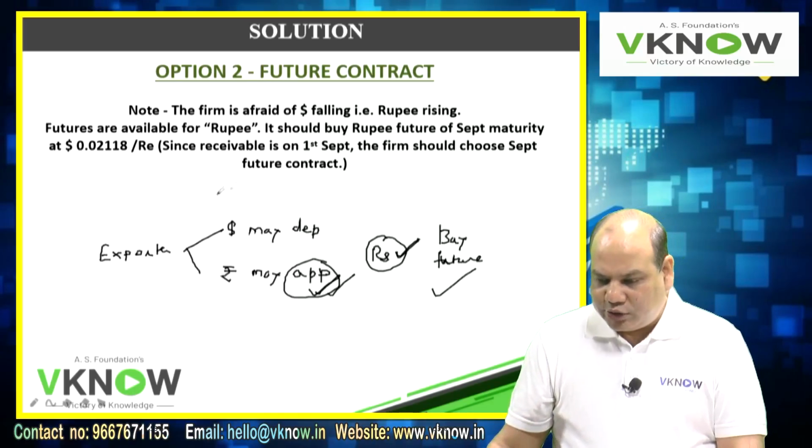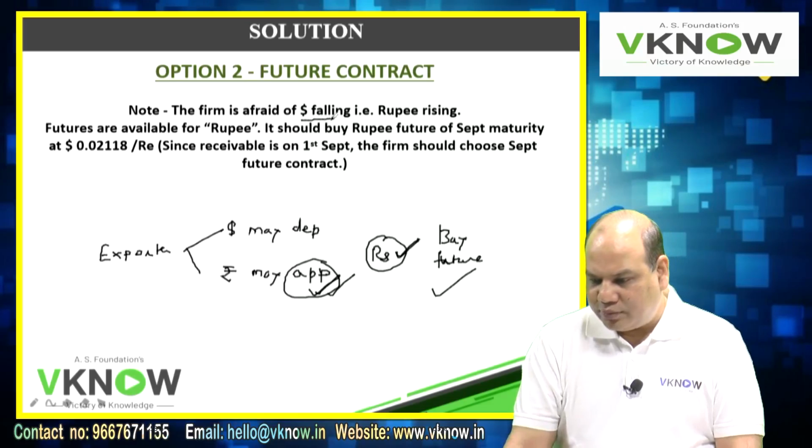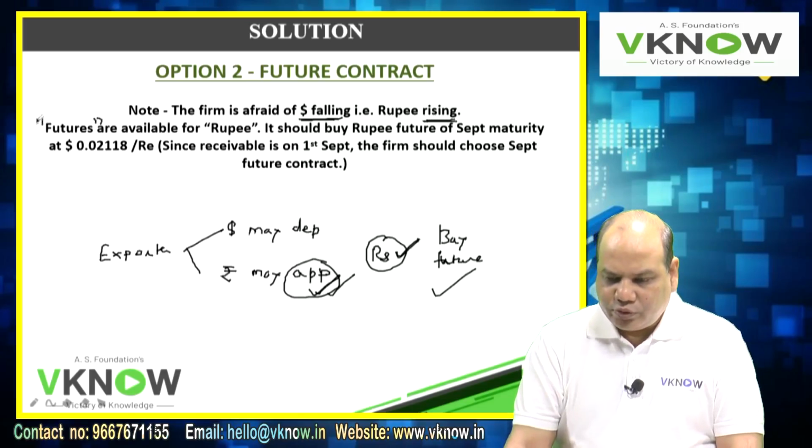So with that knowledge, now I will present the answer neatly. So write a note: the firm is afraid of dollar falling. This line is applicable to all the exporter. Foreign currency will depreciate, that is home currency rupee may appreciate. Futures are available for rupee. It should buy rupee because rupee is expected to rise.